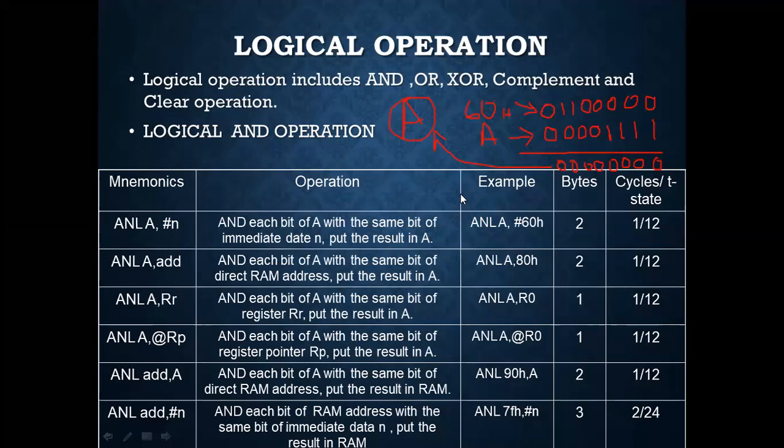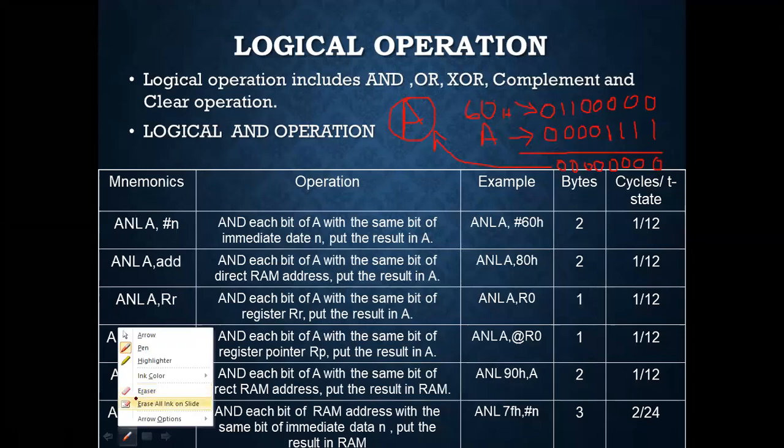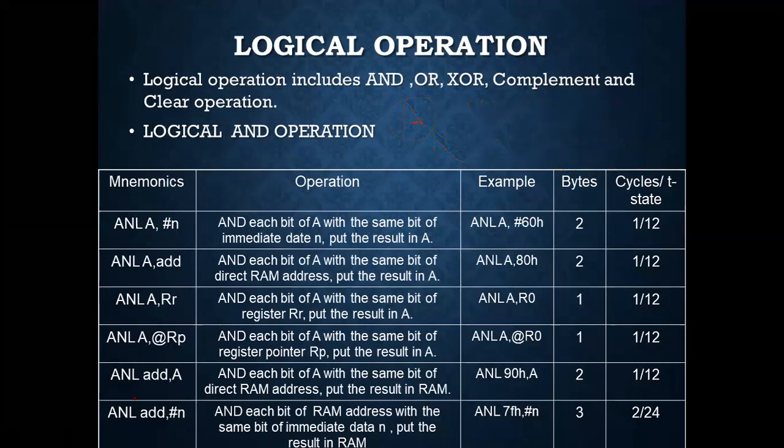Okay, so coming to the next instruction, that is ANL A comma address. You can see that it will AND each bit of A with the same bit of the direct RAM address and put the result in the A register. Clear? Let us discuss the second instruction, that is ANL A comma 80H. That means whatever content is stored in the 80H memory location will be bitwise ANDed with the A register, and the result will be stored into the A register.